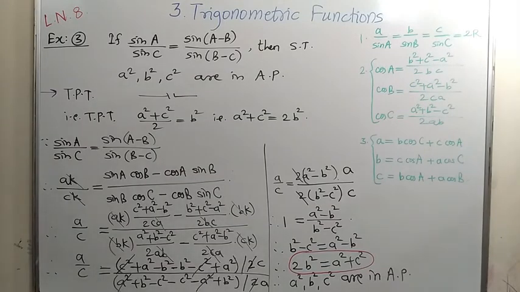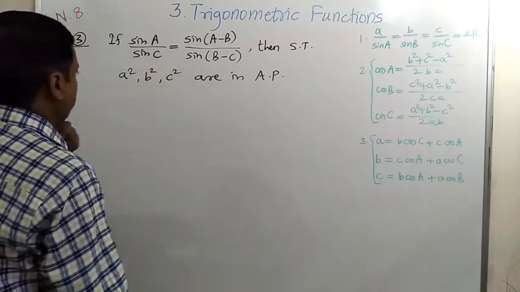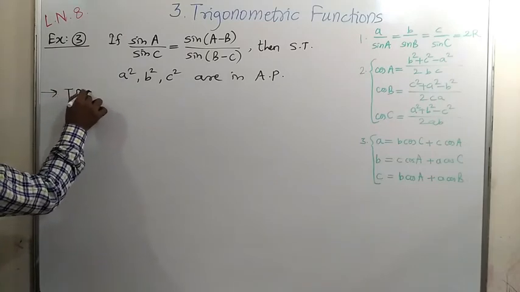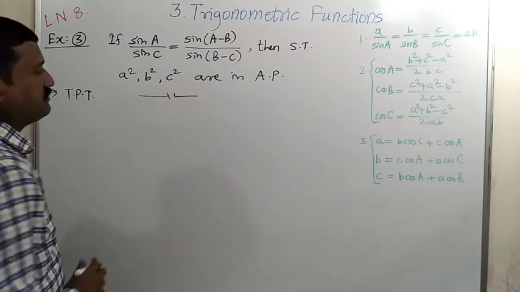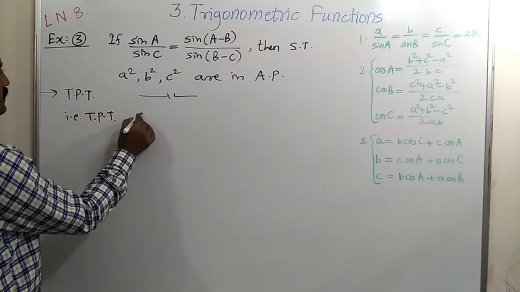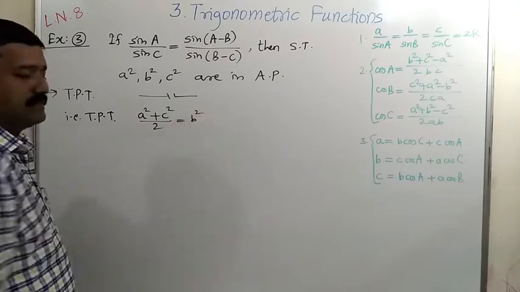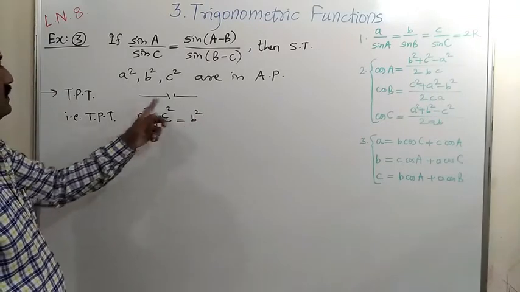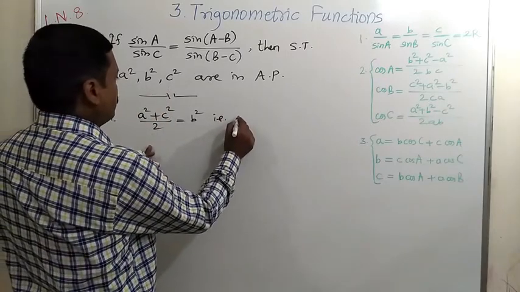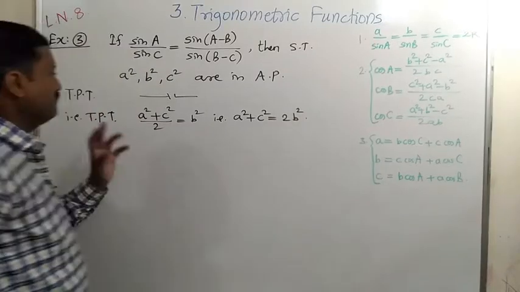So remember, this is the given equation, and you have to show that a square, b square, c square are in AP. To prove that a square, b square, c square are in AP, that is to prove that a square plus c square upon 2 is equal to b square. So b square is the arithmetic mean of a square and c square. Also, it is nothing but a square plus c square is equal to twice b square. That we have to prove.